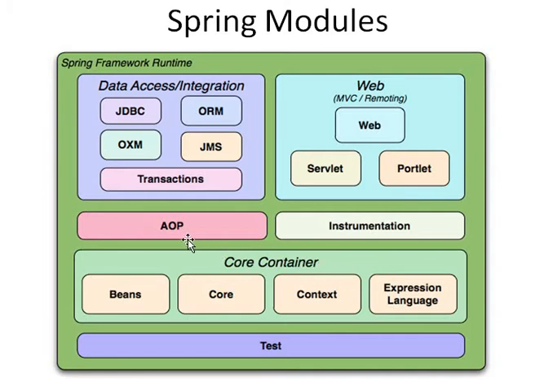Now we have the AOP module, that is aspect oriented programming. This module supports aspect oriented programming implementations where we can use advices, point cuts, etc. to decouple the code. Again, we will go through the same in the coming tutorial. Instrumentation module provides support to class instrumentation and class loader implementations.